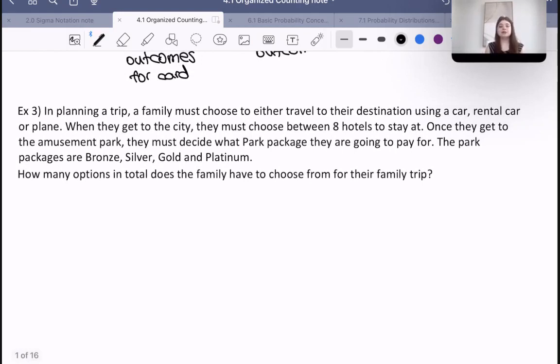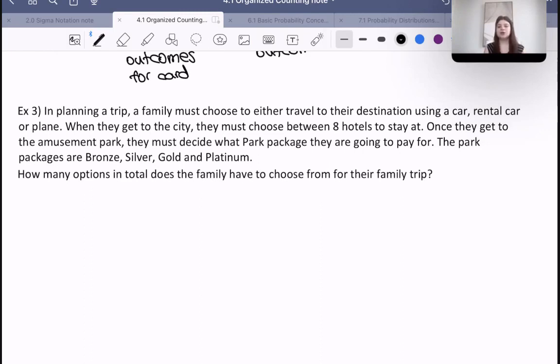This example says, in planning a trip, a family must choose to either travel to their destination using a car, rental car, or plane. When they get to the city, they must choose between 8 hotels to stay at. Once they get to the amusement park, they must decide what park package they're going to pay for. The park packages are bronze, silver, gold, and platinum. How many options in total does the family have to choose from for their family trip?